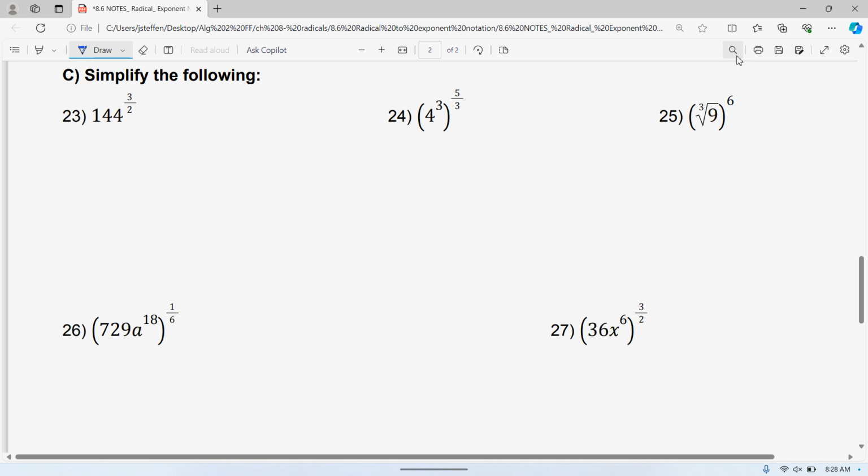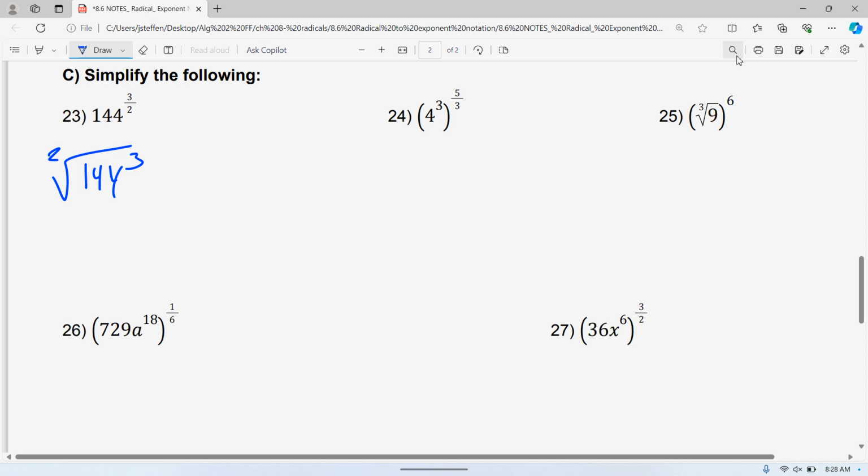I said 144 raised to the 3 over 2. So the first thing I would do is put it in radical notation. The ones I give you are all in exponent notation, so my first step is to put that into radical notation. So we have the square root of 144 to the 3rd. You don't need parentheses, and if you want to write it that way, you can. That's how I'm going to leave it.